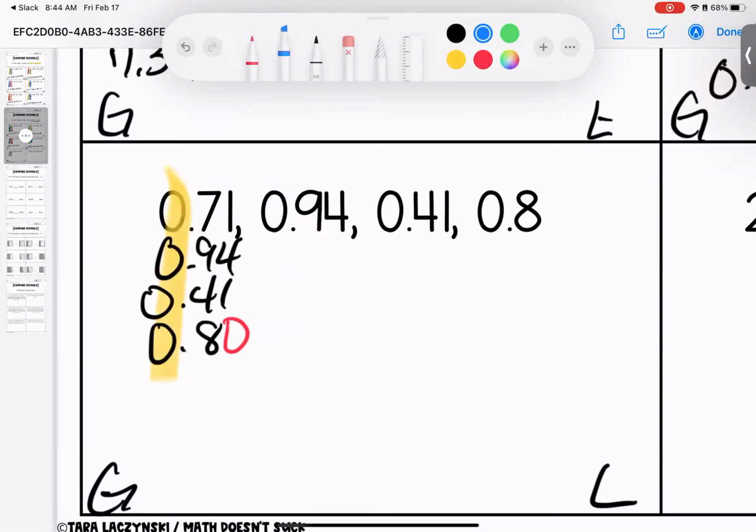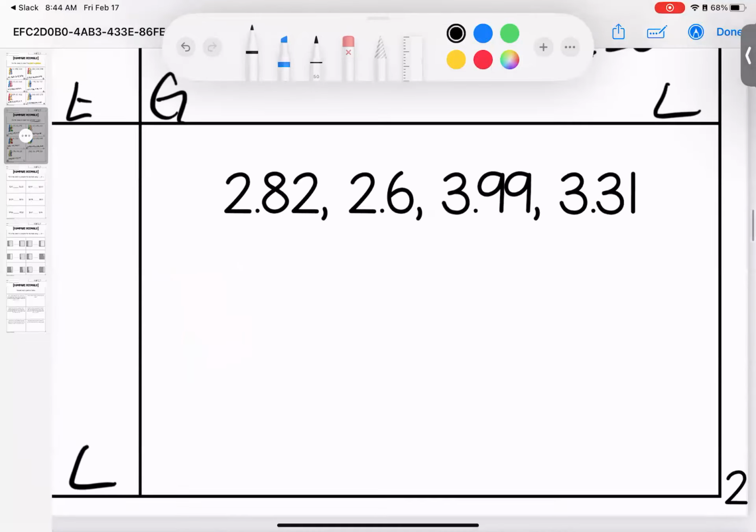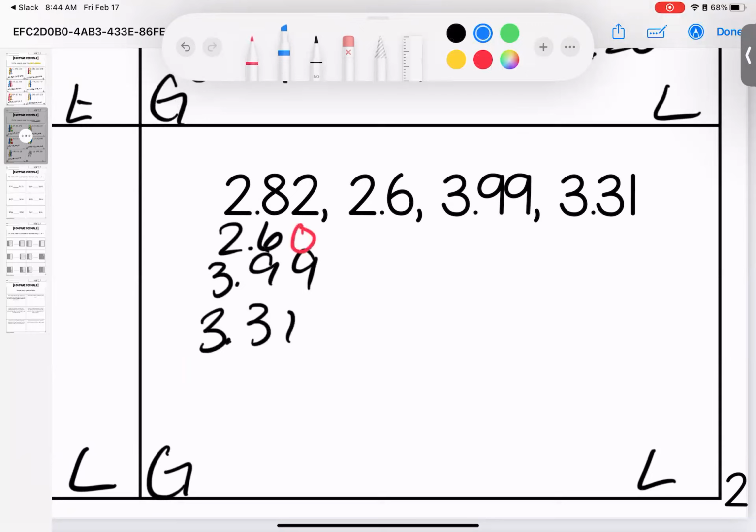We have zeros. Moving on to tenths, 7, 9, 4, 8. I can make decisions on all of those numbers. The biggest is 94 hundredths, then 8 tenths, 71 hundredths, and 41 hundredths. Last one over here, greatest to least. Write them down. Fill in my empty spaces with zeros and dive in.